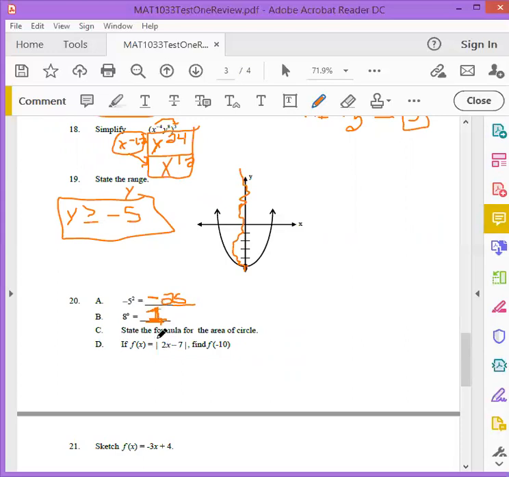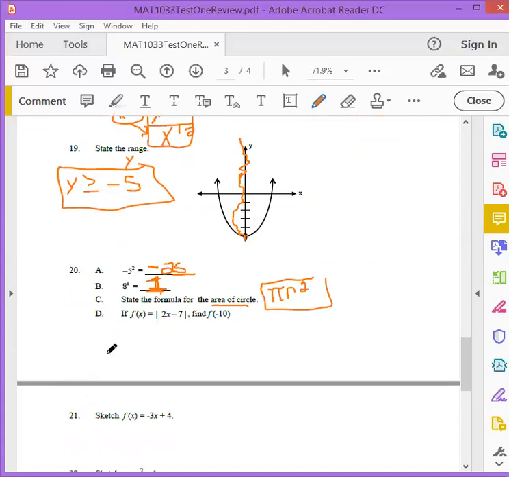Letter C, state the formula to find the area of a circle. The formula to find the area of a circle is pi r squared. Letter D, if f of x equals the absolute value of 2x minus 7, we want to find f of -10. So everywhere x is, we're going to place -10.